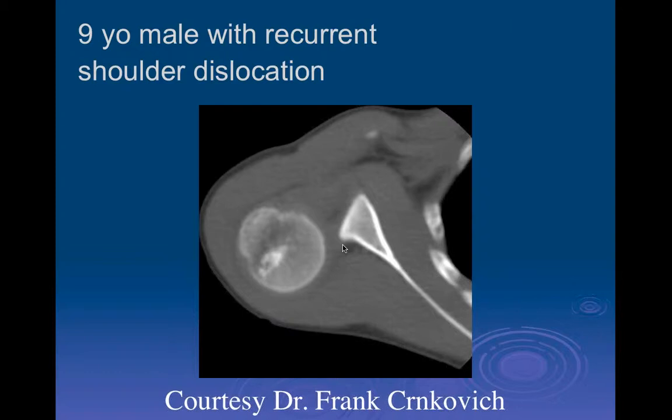Now, here is a 9-year-old male who has recurrent posterior dislocation. Yuri, what do you think of this case? Okay, this one was from Malaysia, this one's from Colorado. Okay, so we got an axial, I think this axial CT demonstrates the humeral head posteriorly positioned in relationship to the glenoid fossa, consistent with a posterior dislocation.